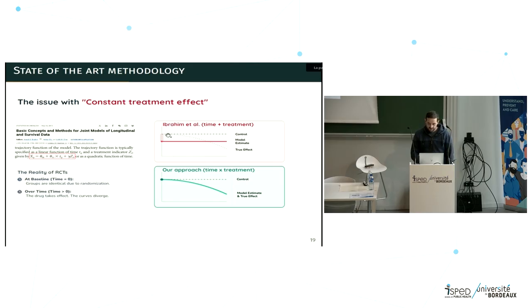So what Ibrahim is doing is mathematically biased towards the null. It shifts the treatment effect towards the null because of these properties of randomized clinical trials. Just to mention that, of course, we will have a time by treatment and not a time plus treatment, such that we capture the effect of treatment at baseline, which should be 0. We control for randomization, and then we have a treatment effect over time and two curves that can separate.